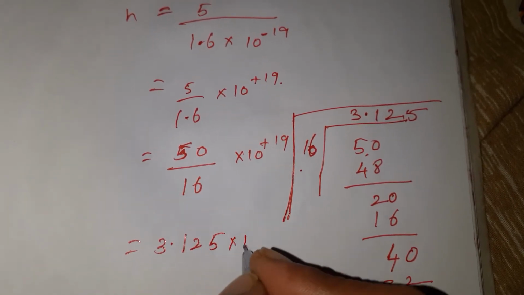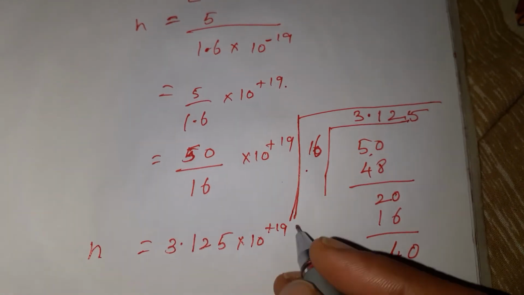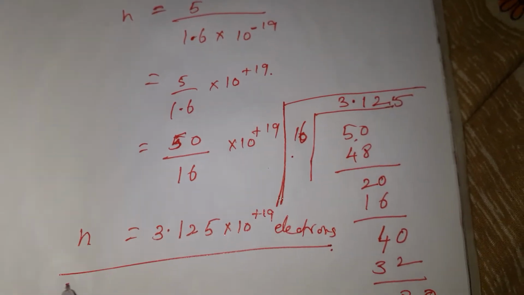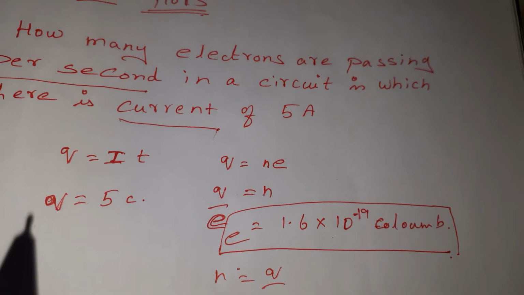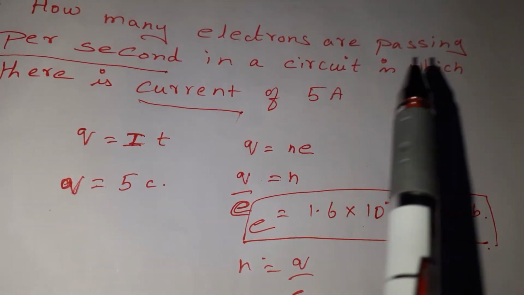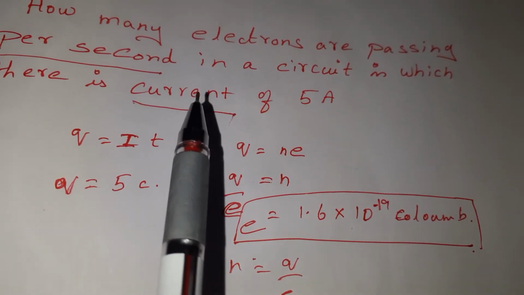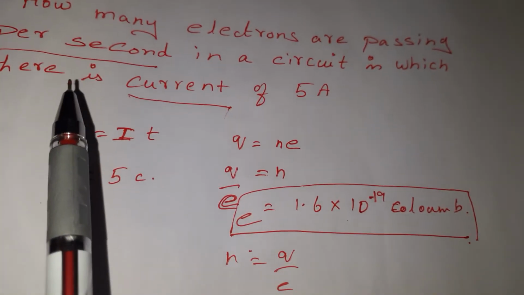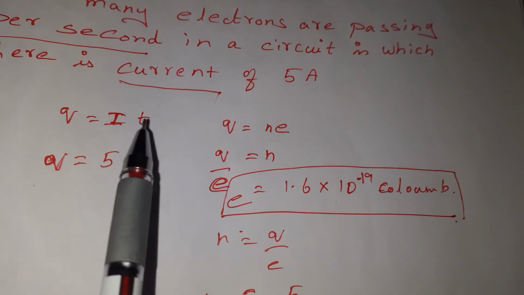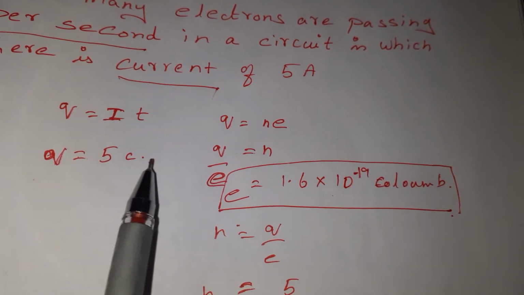3.125 into 10 power 19 electrons. This is your answer. Once again, the question given is how many electrons are passing per second in a circuit in which the current is 5 ampere. So the current-related formula with the charges and time is Q is equal to I into T. I is 5 ampere, T is 1 second, so Q is equal to 5 C. Charge is equal to 5 coulomb.